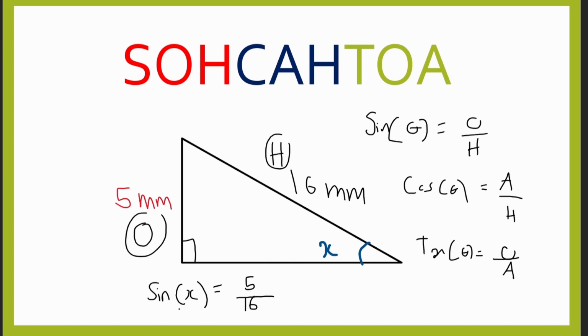Now you want to cancel out the sine. You want the x on the left side. You want to find out just what x is, not sine of x. So in order to do that, you're going to have to inverse sine both sides. So you get inverse sine of 5 over 16, and you figure that out, which is going to be 18.2 to whatever decimal place. The one here in this case is 1 decimal place.